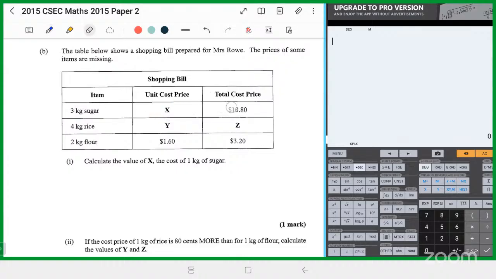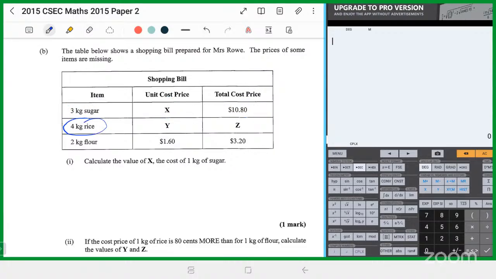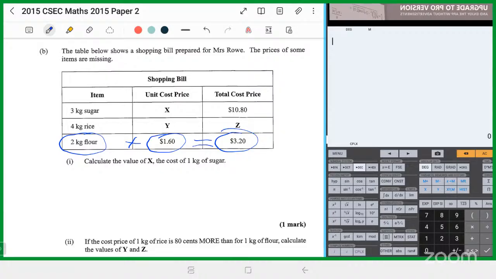What you do is multiply these two figures and they become equal to this figure. Same thing on the next line: you multiply 4 times the unit cost to be equal to the total over here. Down here is the same thing again. Multiply this value times the unit cost, and it is equal to this total. So you're going to be setting up some equations like that.